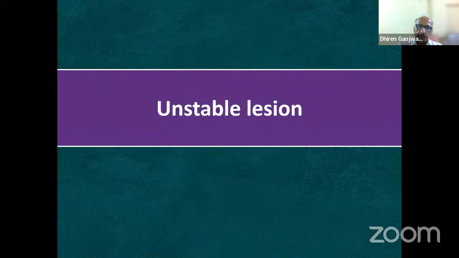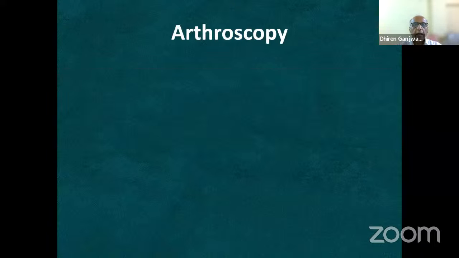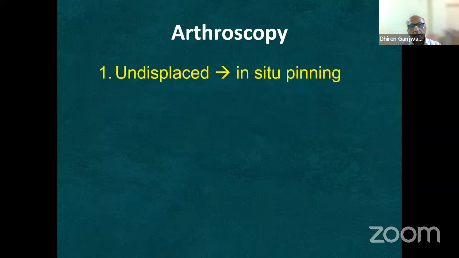What we discussed, drilling is a wonderful treatment for the stable lesion because the cartilage is intact and stability is not an issue. So we drill it, and that leads to an increase in the vascularity. However, unstable lesions require something more, and let us see how we can treat those lesions. Usually with the arthroscopy, we decide what the situation is. If it's an undisplaced lesion, meaning the cartilage is partially intact, in that case we carry out in situ pinning. We will see this with pictures.